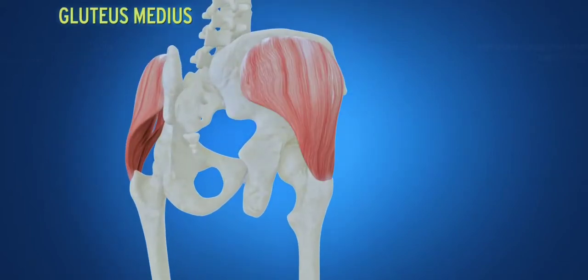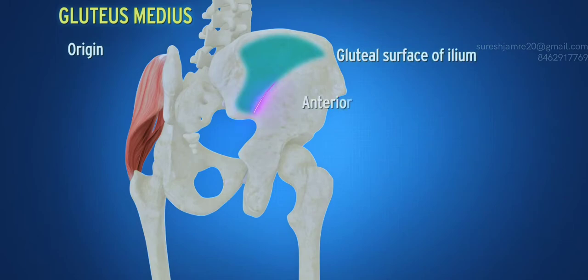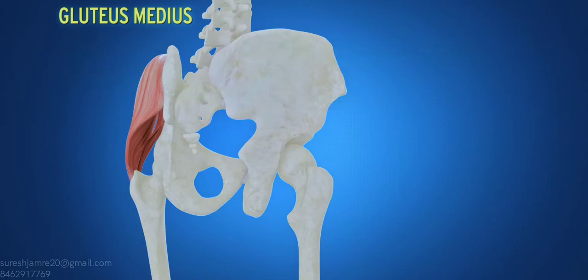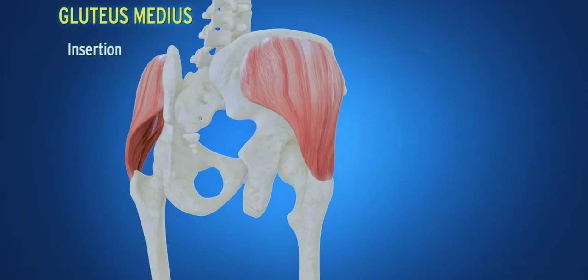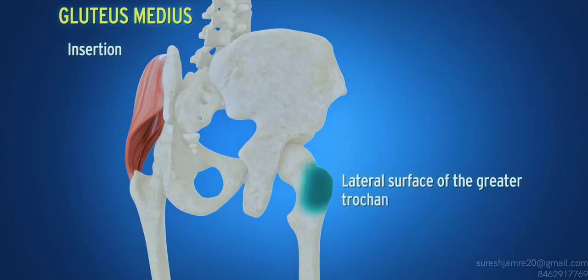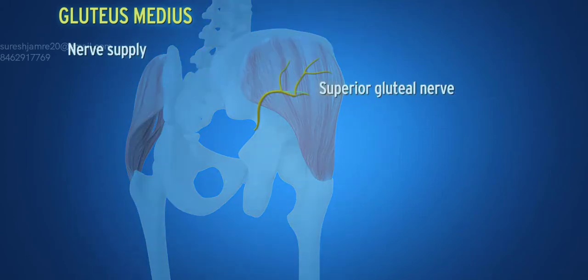Gluteus medius. Origin: gluteus medius arises from the gluteal surface of ilium between the anterior and posterior gluteal line. Few fibers originate from gluteal aponeurosis. Insertion: gluteus medius is inserted into the lateral surface of the greater trochanter of femur. Nerve supply: superior gluteal nerve.